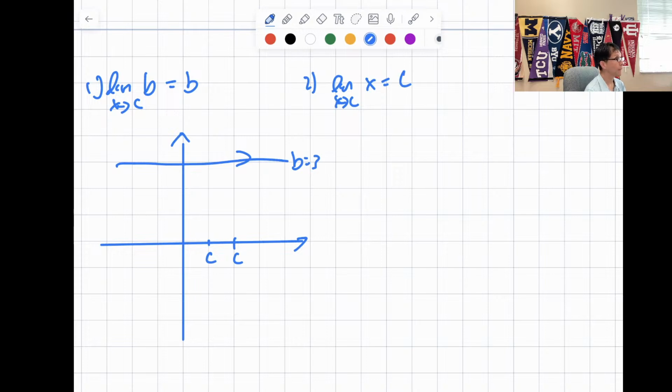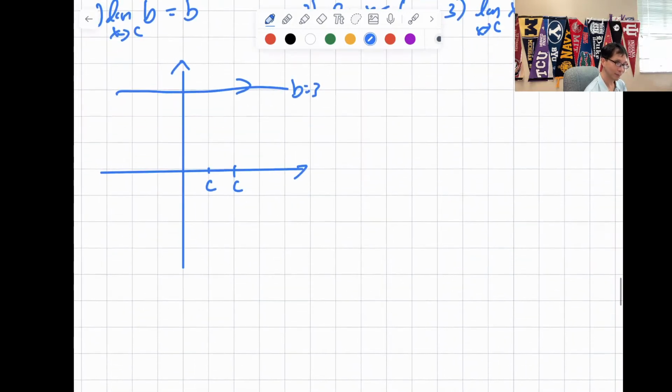C. That's it. The limit as x approaches C of x to the n is equal to C to the n. So that's the third property. This can equal negative values.